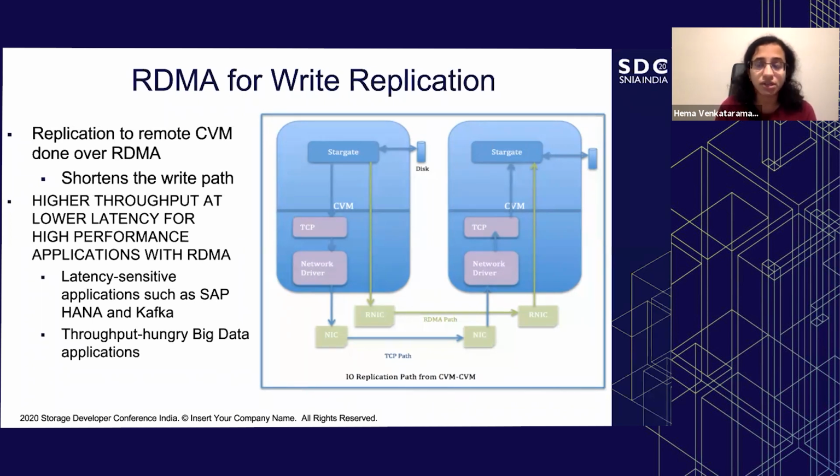As you could see, the traditional stack incurs the in-kernel implementation and requires memory copies and context switches. To make it highly optimized, we have leveraged RDMA, where Stargate will be able to perform DMA directly into the peer's memory. This has highly shortened the write path, and it has helped us improve the performance of end-user applications like SAP HANA, Kafka, and big data applications. Next, let's see how RDMA is used in the shipping of I/O requests from the user VM to the controller VM and in sending the response back to the user VM.